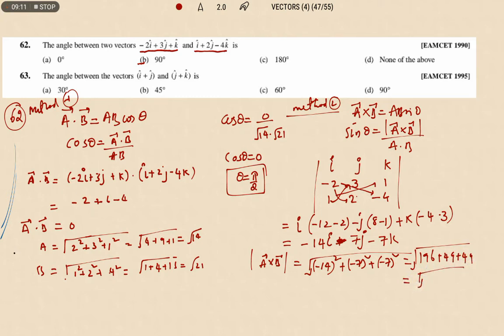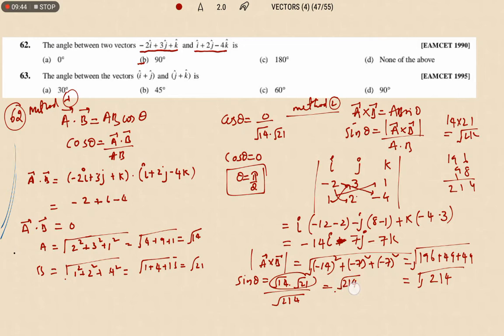So what are we going to get here? 196, 98, 14, 1, 214. Okay, so substituting this, sin theta is equal to root 14 root 21 by 214. So 14 and 21 together, we are going to get under root of 214 only. If you multiply this, we are going to get under root of 214 by 214, so we get 1.